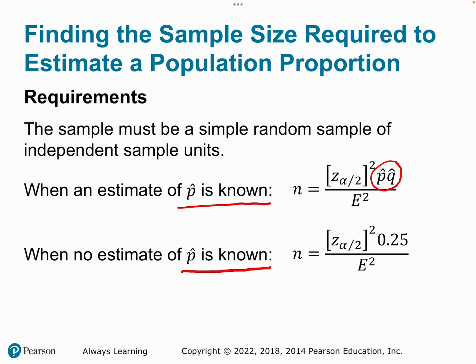If, however, we don't have a p hat value from a previous study, we use 0.25 in the numerator, and that 0.25 comes from the fact that we use 0.5 for p hat and then 0.5 as the complement q hat. Why this number is what we use when there is no previous p hat value is that by using a p hat value of 0.5, that actually gives us a more conservative number than if we had any other value of p hat. In other words, n will be as large as it can get using that conservative number.